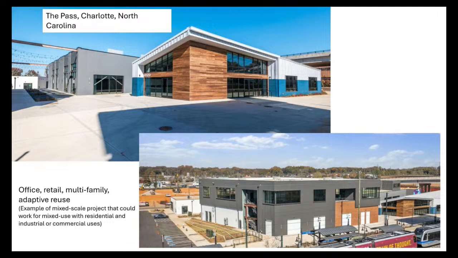The next example is in Charlotte, North Carolina. This is a project building that you can see here, a mix of both office, retail, multifamily, and is an adaptive reuse of a building as well. It's an example of a mixed use project, and also again thinking about mix of uses with both multifamily and some industrial uses and commercial uses.